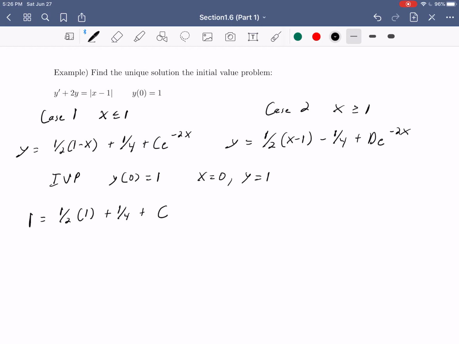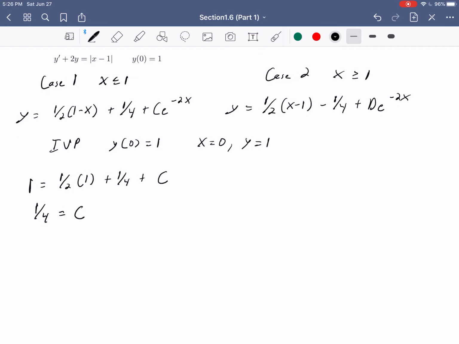Then I guess we can put that together. That's going to be 3/4. Bring that over there, and it looks like we should get 1/4 is equal to c. Okay, so we actually know now that for case 1, for x less than or equal to 1, our solution should be 1/2 (1 minus x) plus 1/4 plus 1/4 e to the minus 2x.